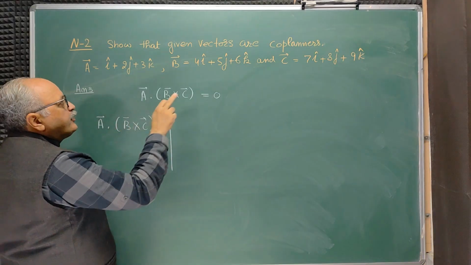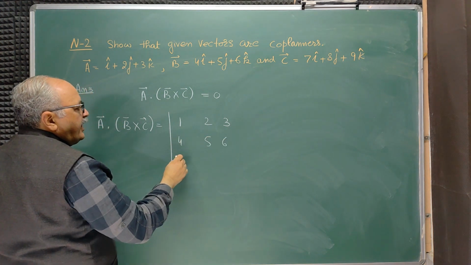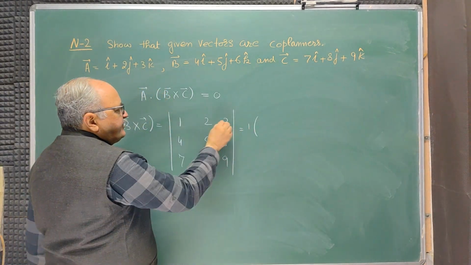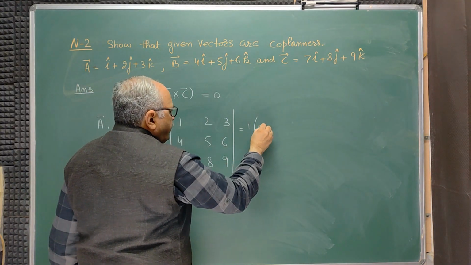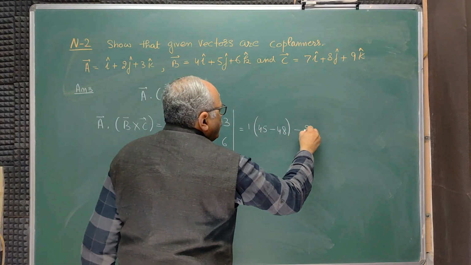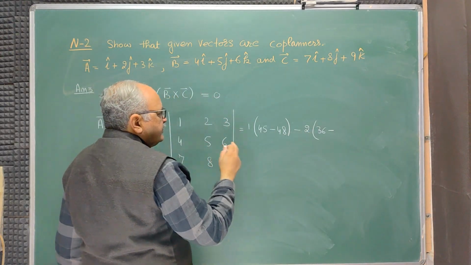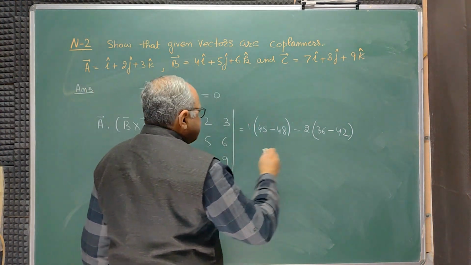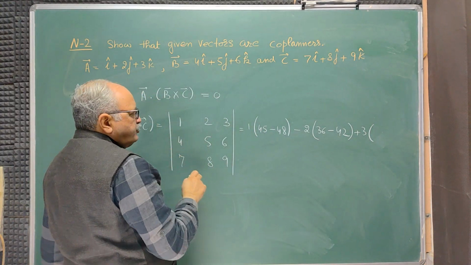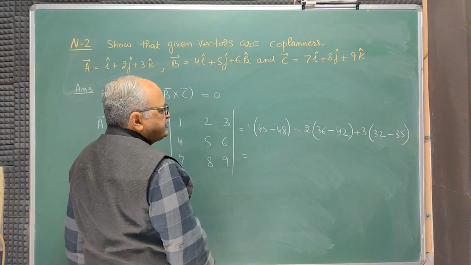To know this, first of all the components of A are 1, 2 and 3, B is 4, 5 and 6, and C is 7, 8 and 9. Let's simplify it. 1 multiplied by, leaving this row and this column, 5 multiplied by 9 minus 48, then minus 2, leaving this column and this row, 4 multiplied by 9 gives you 36, minus 7 sixes are 42, plus 3 multiplied by, leaving this column, 4 into 8, 32, minus 7 into 5, that is 35.